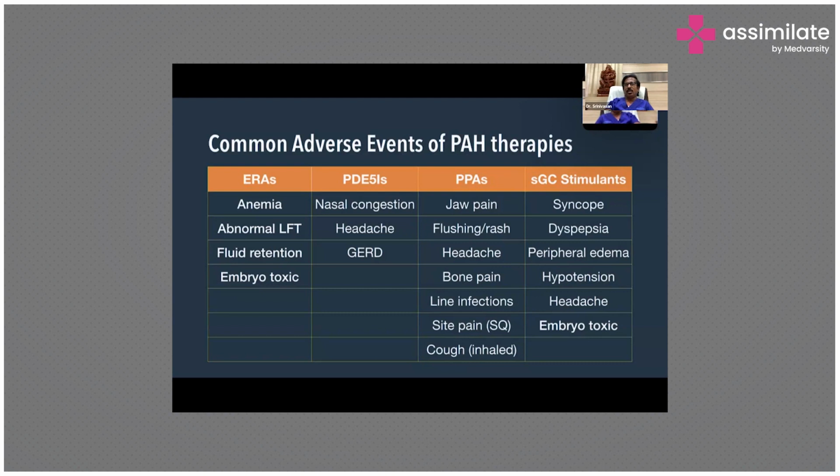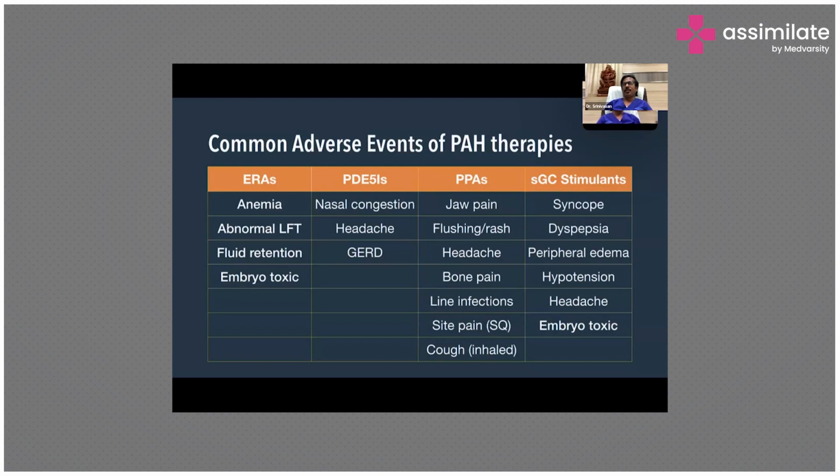And then coming to the phosphodiesterase inhibitors, because they produce vasodilatation, the most commonly encountered side effect is nasal congestion because of the vasodilatation of the nasal mucosa. And then they can have headache, migraine-like headache, and then they can have gastroesophageal reflux disorders. All these are related to the vasodilatory properties of this drug.